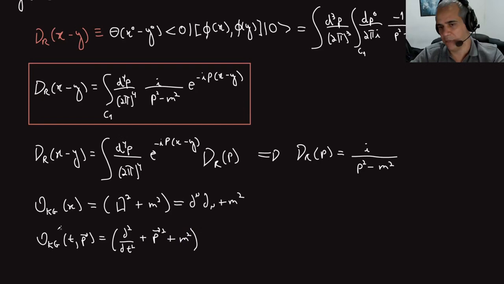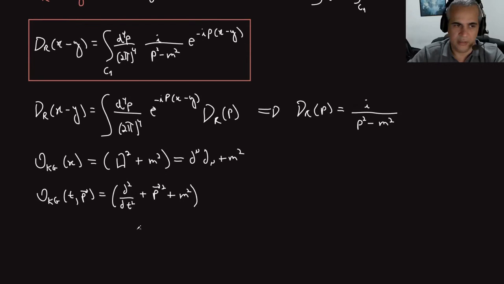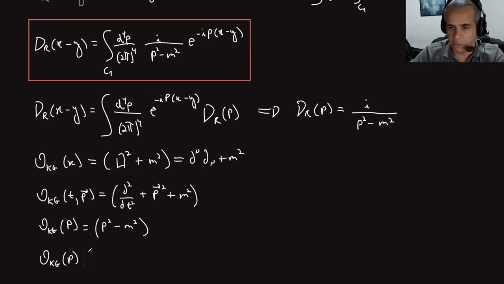And of course, I can do the same with the time. I can do a Fourier transform of time into energy. That's quite easy to do. And the operator I get in that case, the Klein-Gordon operator in four-momentum space, is just p squared minus m squared. So that means that if, in momentum space, I act with the Klein-Gordon operator on the retarded propagator, I'll just get i. They have the same thing here.